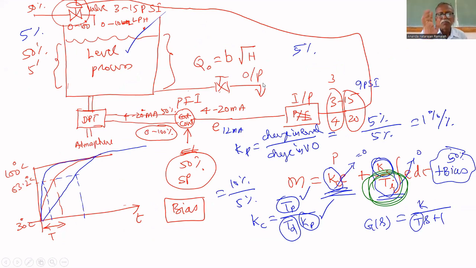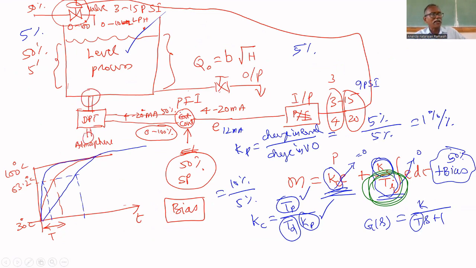This is the level process, to maintain level. Level is the process variable. Level means height, the water height. That is measured by the DPT, differential pressure transmitter. One end of the DPT is connected to the bottom of the tank. The other end is open to atmosphere.